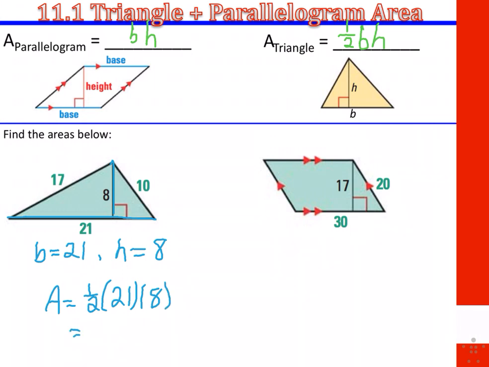Well, half of 8 is 4. 4 times 21 is 84. We don't have units, so we're just going to go with those. If you're asking yourself what role the 10 and the 17 played in this, none. It looks like they played virtually no role in this at all, which is fine.